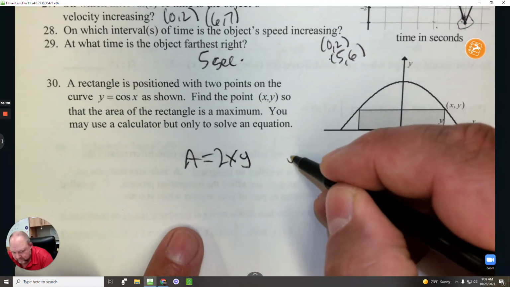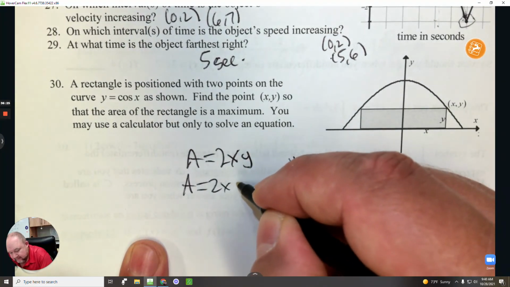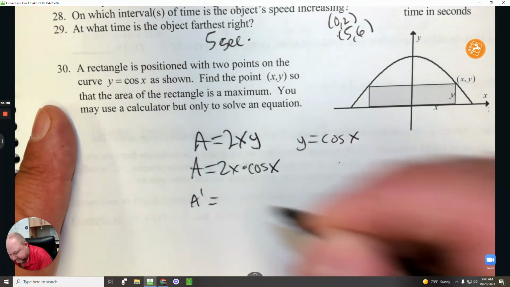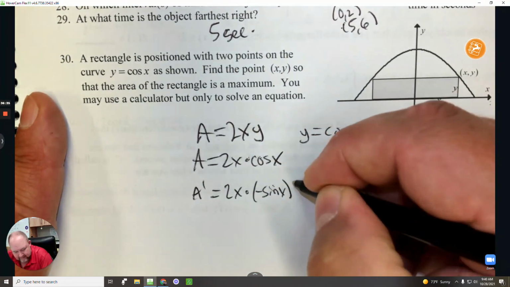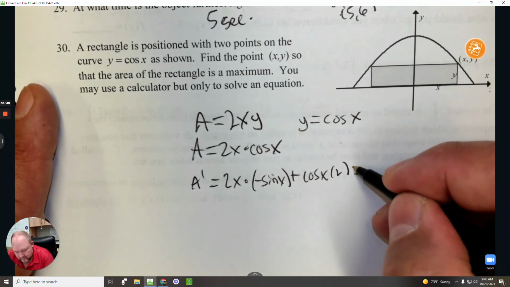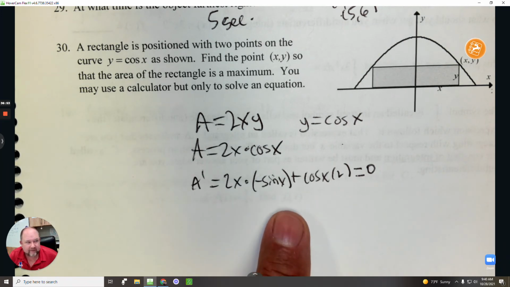You're told that y equals cosine x, so to have one variable, you'd plug that in for y, take the derivative. This can be the product rule. The first times the derivative of the second, plus the second times the derivative of the first, make it equal to 0, and you're going to solve it. Oh, to solve the equation. Well, that's nice of us. So let's use this to solve an equation.